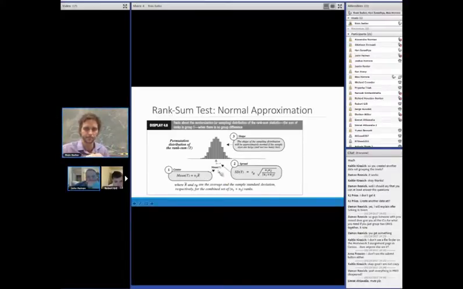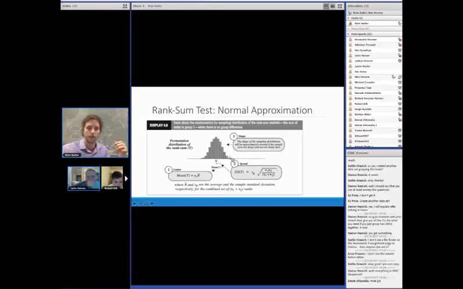And so that's the estimate of the mean of this normal distribution. And then the estimate of the standard deviation is simply the standard deviation of all the ranks times the square root of the sample size of the first group times the sample size of the second group, so that'd be 4 times 3 in our current example, divided by the sum of the sample sizes. And so that's the standard deviation.